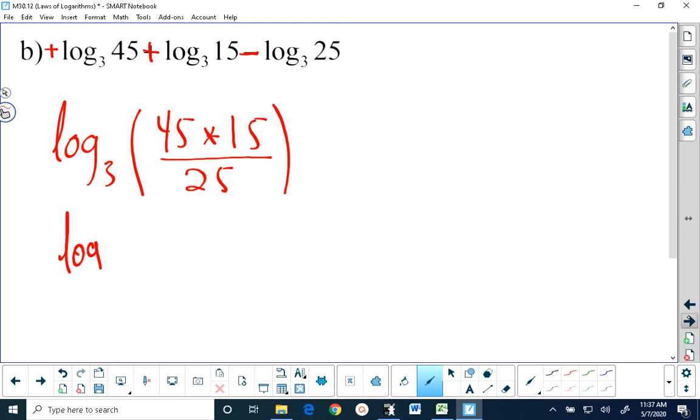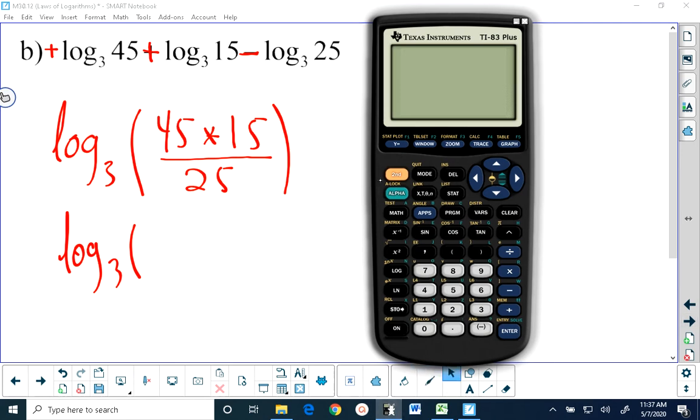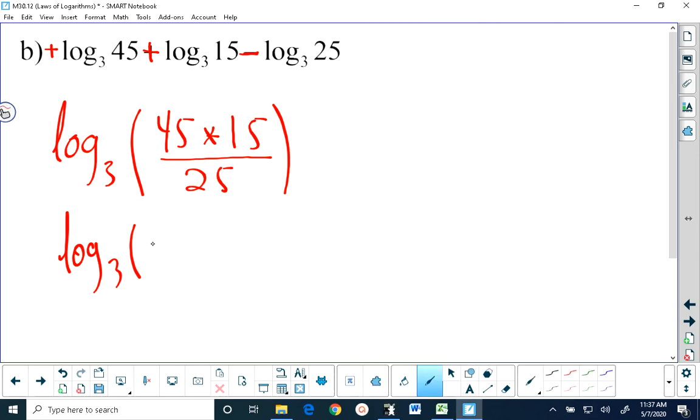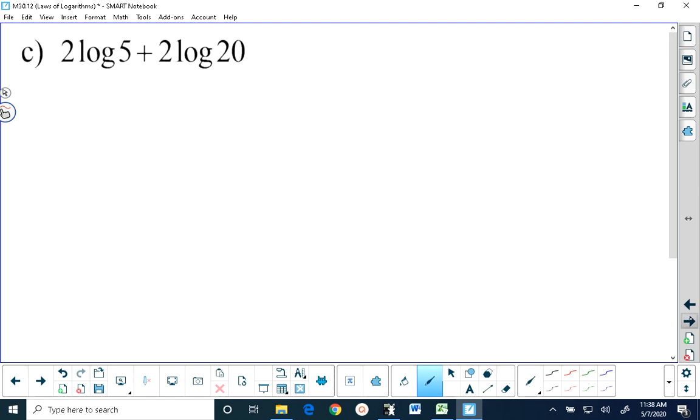Well, now we can figure out what this argument is by taking 45 multiplied by 15 and then dividing by 25. I want to say that we're going to get 27. And log base 3 of 27 is the exponent to which you raise 3 to get 27. Well, 3 cubed is 27. Next question.